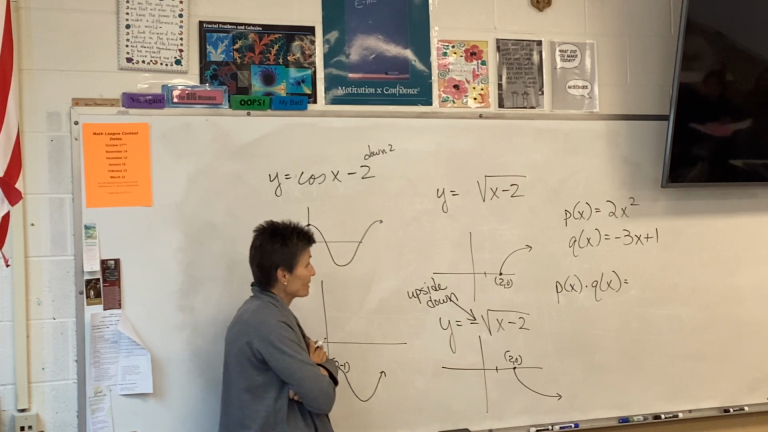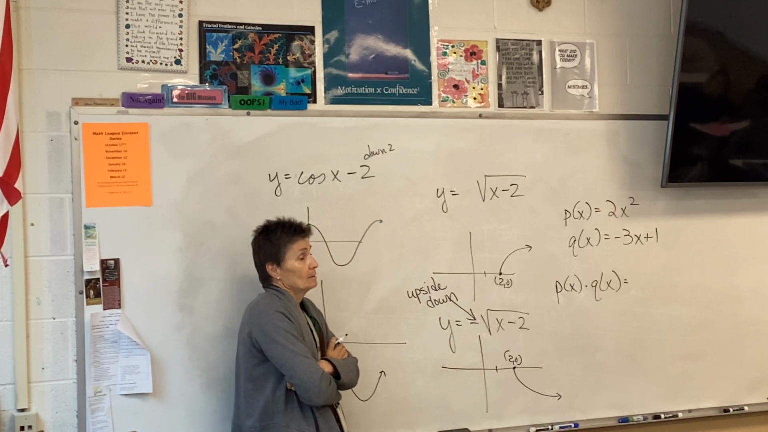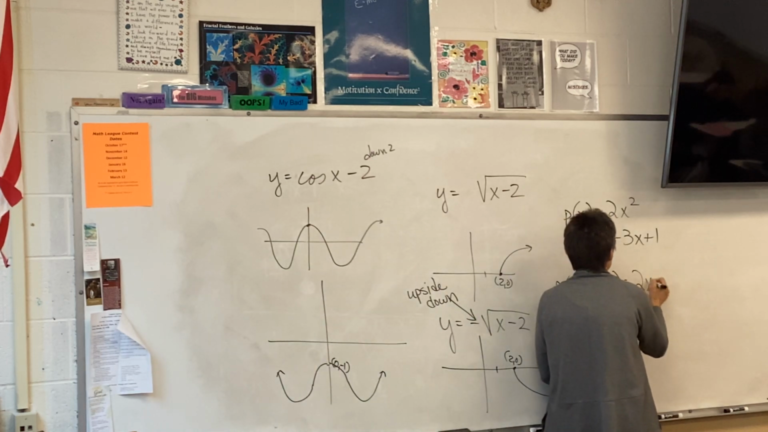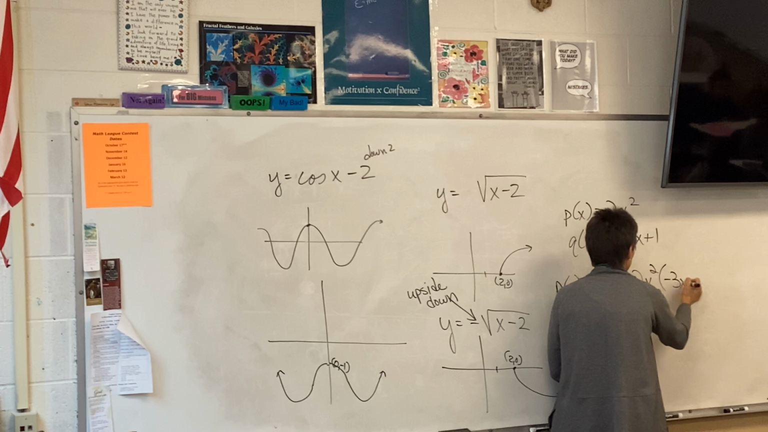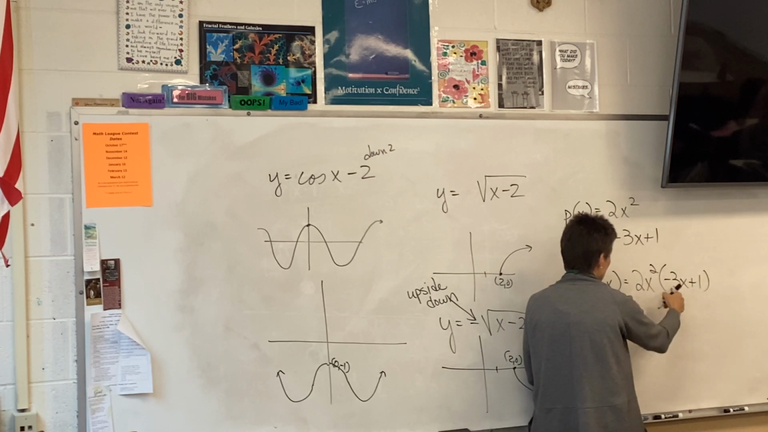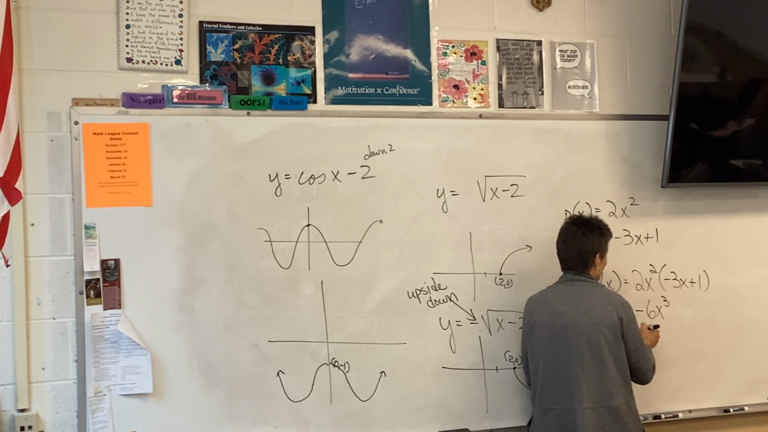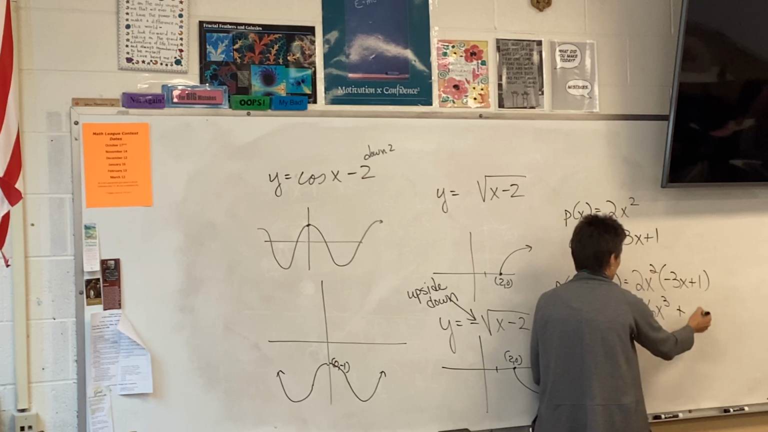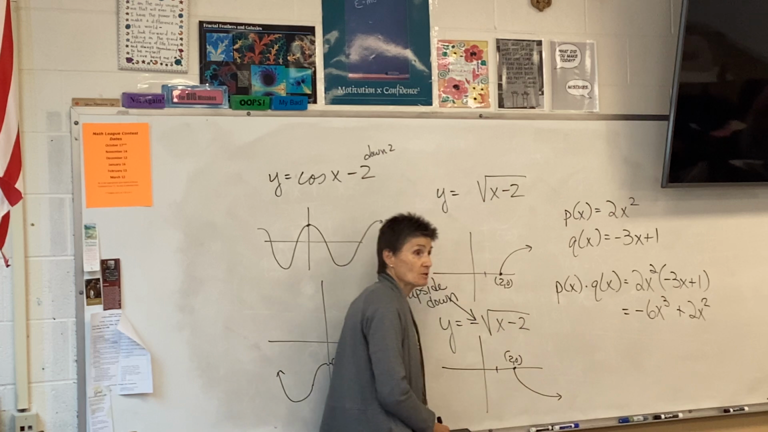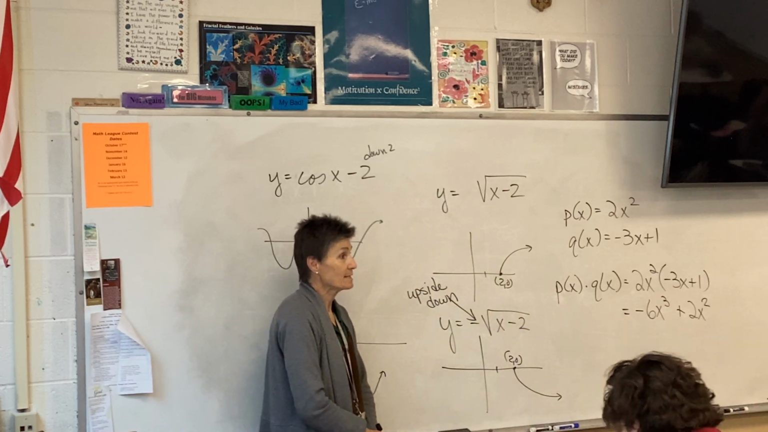All right, P of X times Q of X. Just multiplying, right? So that's gonna be a distributive situation. So when I multiply these two, I'm gonna get a negative 6x cubed plus 2x squared. And that's all there is to it, guys. That's it.